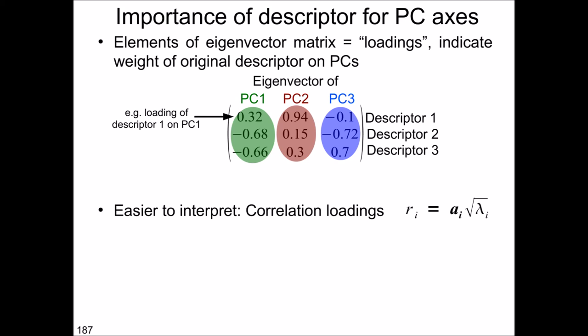The correlation loadings are obtained if you multiply these eigenvectors with the square root of the eigenvalues. Note that correlation loadings are equivalent to correlating the original descriptors with the PC scores. And note also that the term loadings is used differently in textbooks. Some textbooks use loadings for these correlation loadings, whereas in R, loadings are basically the elements of the eigenvectors.